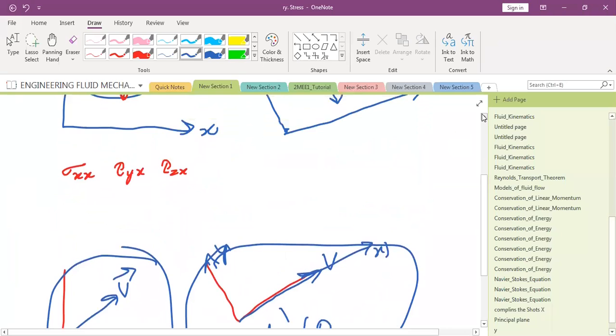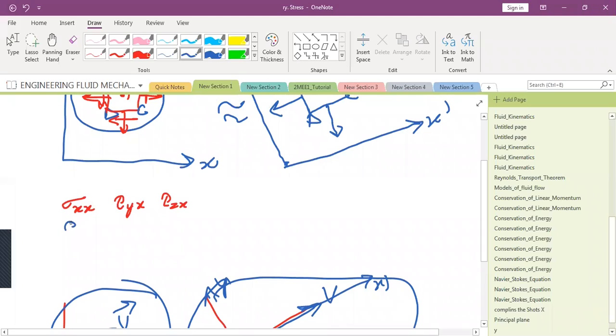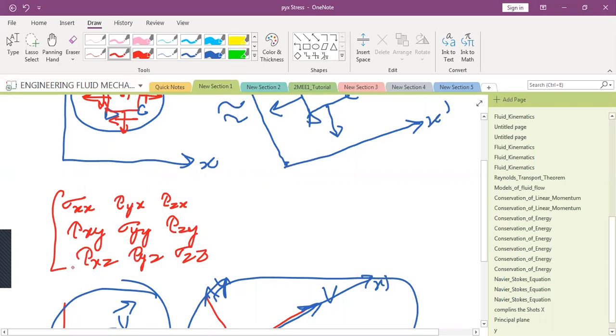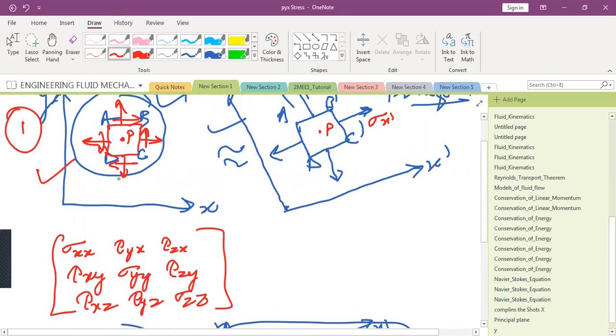So in this case, in the first case, if I write down the stress tensor, so this is sigma xx, sigma yx, tau zx, tau xy, sigma yy, tau zy, tau xz, tau yz, sigma zz. So now help me. What about this case? Which terms will be zero and which terms will be non-zero? In case one, how will you fill these?